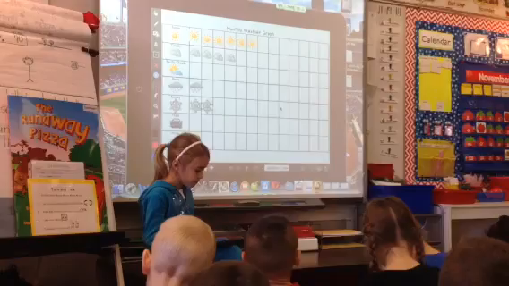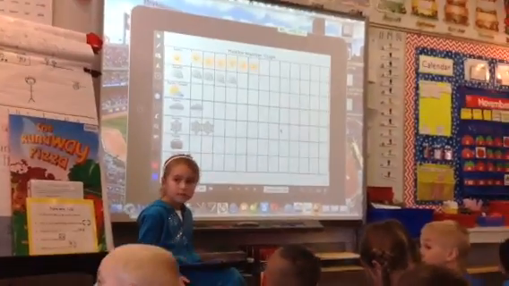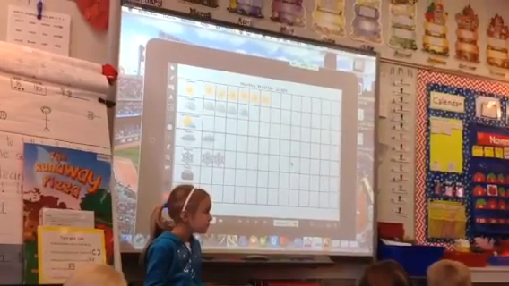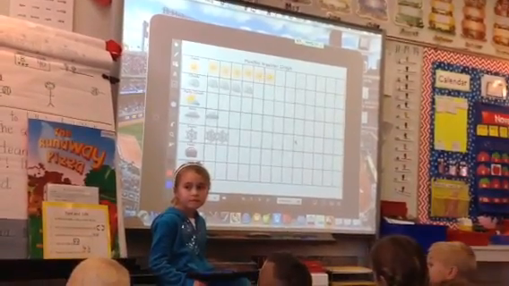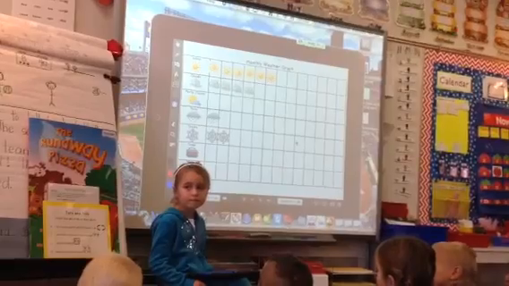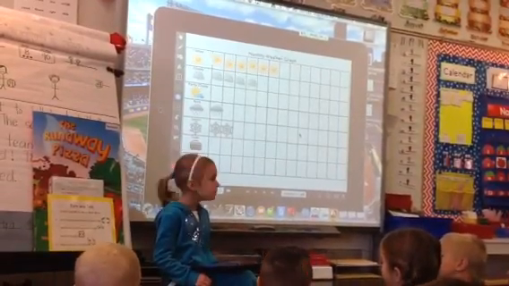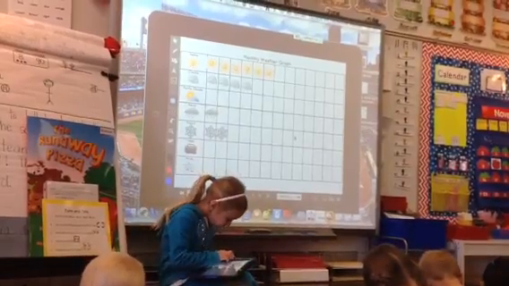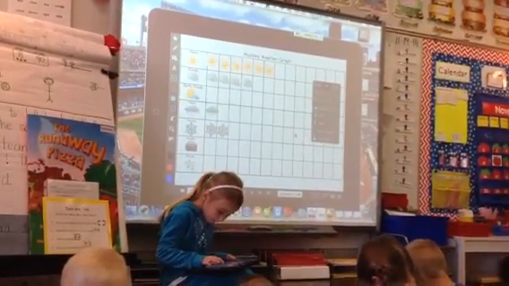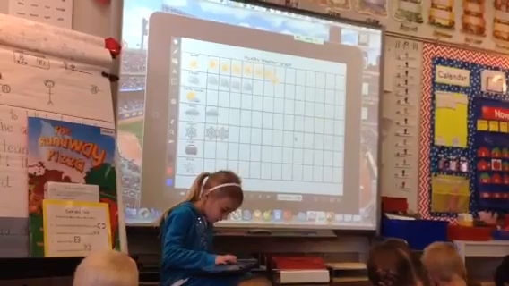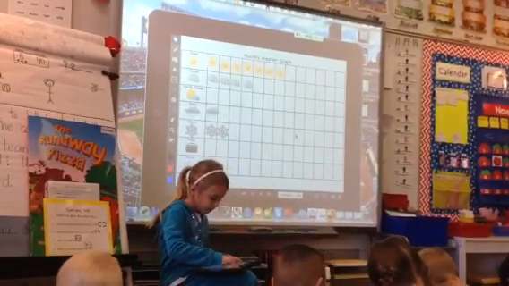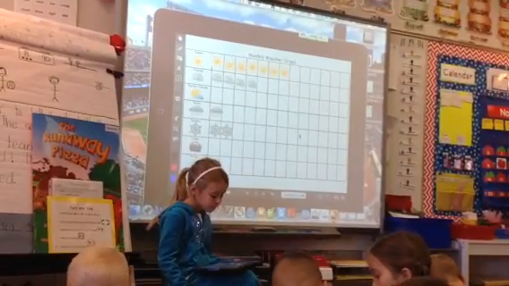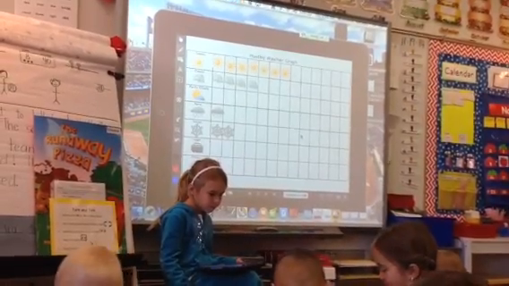Drum roll, please, for the weather report. 3, 2, 1. What is it today, Glory? The weather is? Sunny. We're making a picture graph for the weather of November. So duplicate the sunny and add it to our picture graph.